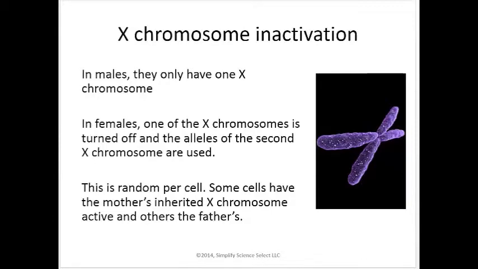Now, males only have one X chromosome. We get by just fine. Females have two, but actually each cell only uses one at a time. The other one gets inactivated. And it's actually random per cell. It happens pretty early on after the zygote phase, and that one stays inactivated for every cell division thereafter. And it's random whether the X they got from the mother or the X they got from the father.